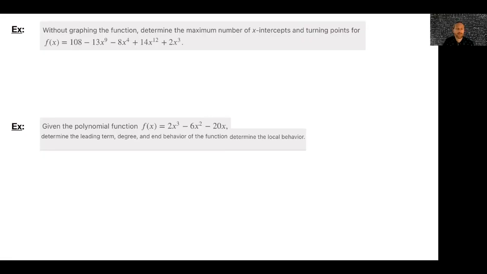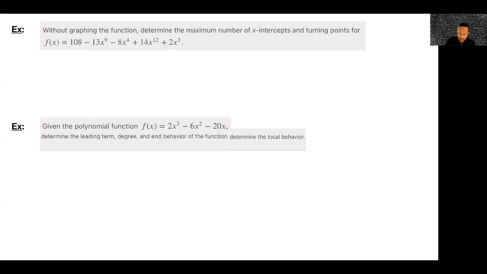All right, hopefully that was enough time to give you guys a little bit of time to pause it and try it on your own. Let's make sure we answer the questions that they asked. Without graphing, they want us to determine the number of x-intercepts and turning points for this function. Now, I will warn you, as I have already, they will not always put it in descending order to try to make sure you're paying attention to details. It's not whatever's first that is your leading coefficient.